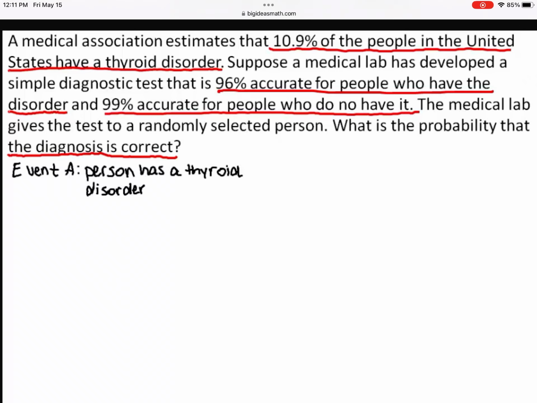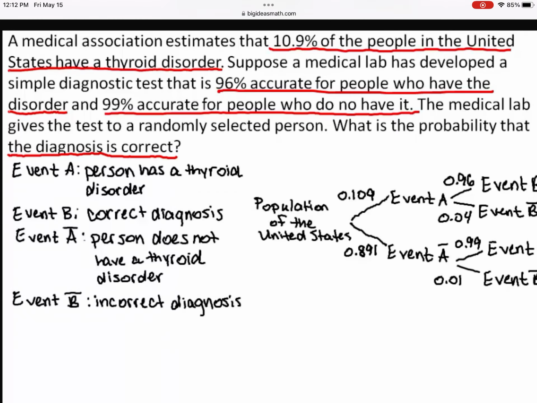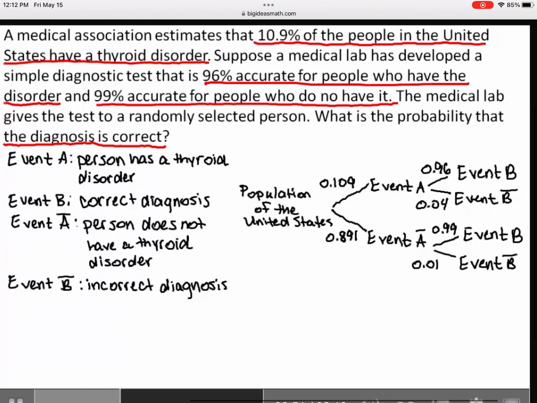Let event A be person has a thyroid disorder, and event B be correct diagnosis. Notice that the probability of B depends on the occurrence of A, so the events are dependent. Then the complements of events A and B are: event A bar is person does not have a thyroid disorder, and event B bar is incorrect diagnosis. A probability tree diagram where the probabilities are given along the branches can help you see the different ways to obtain a correct diagnosis.